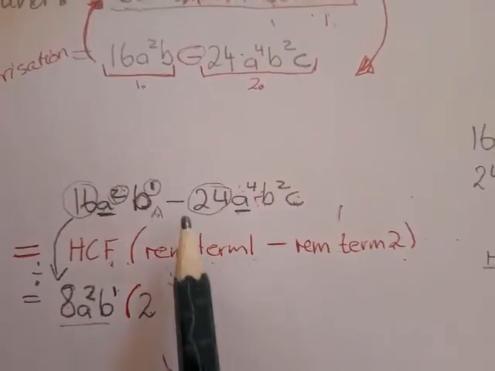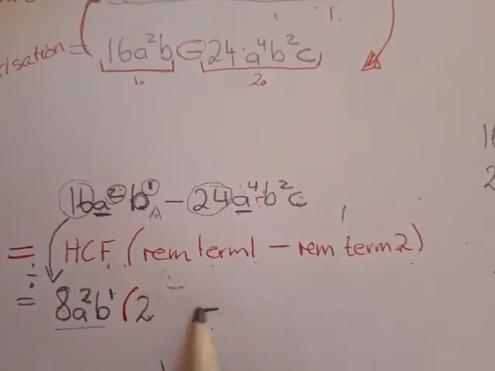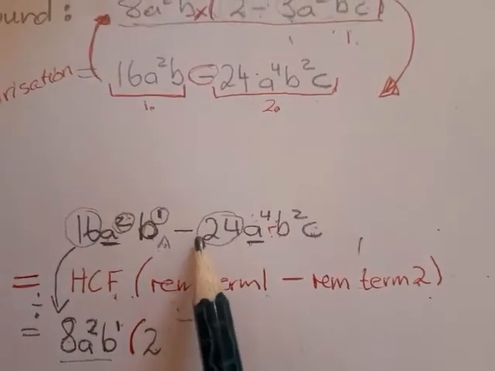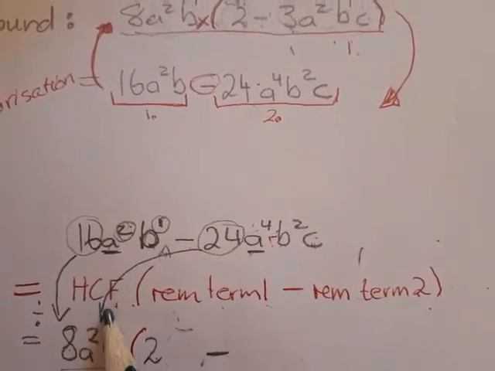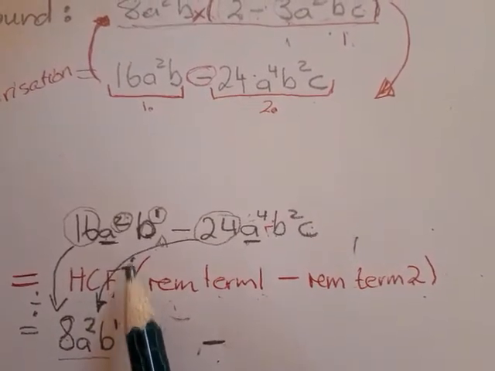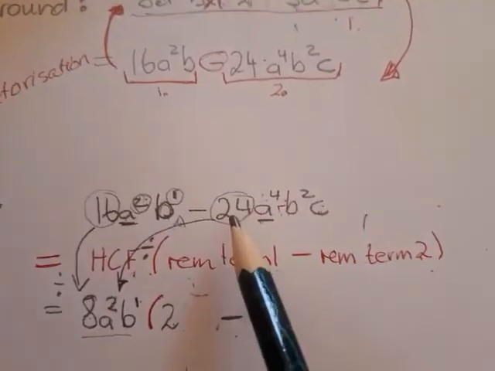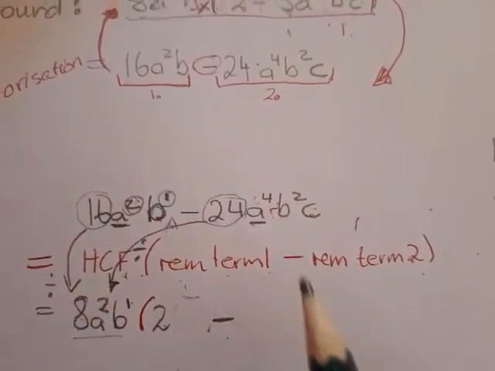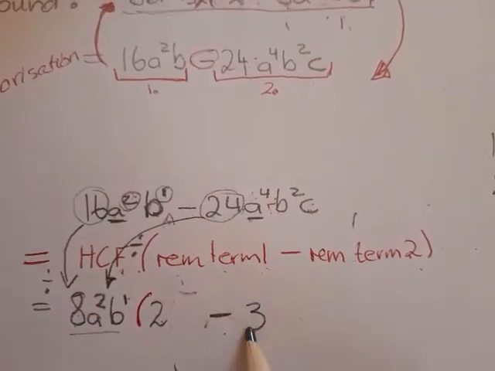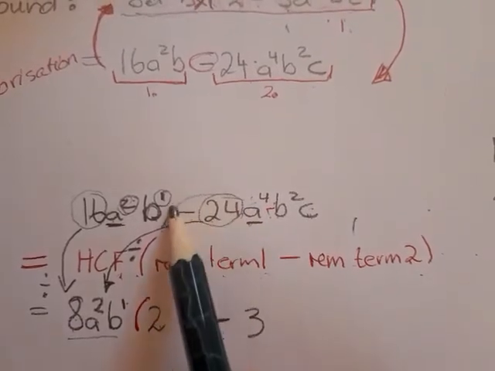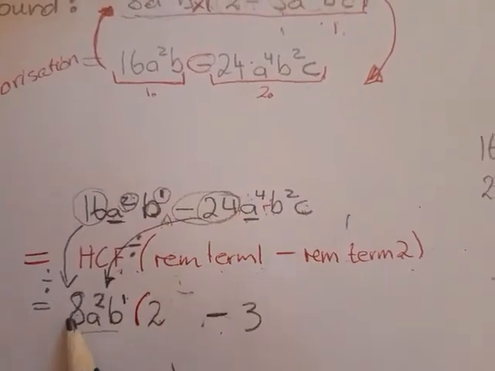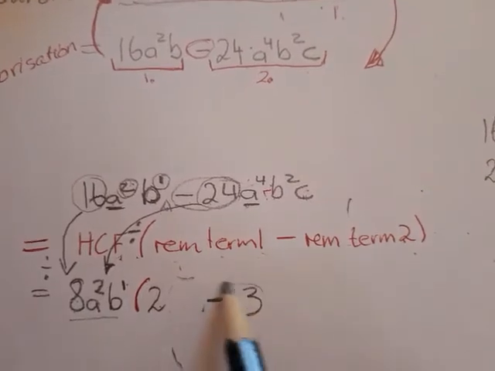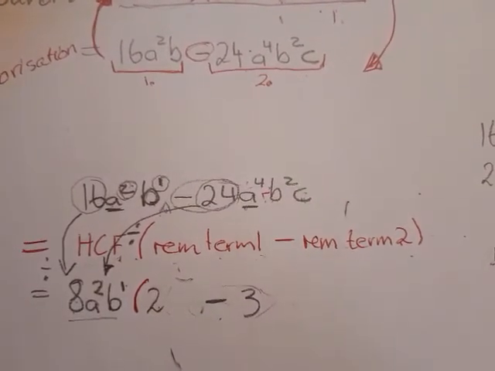Now comes the second one. There is a negative there, so minus. Now you divide the second term by the highest common factor. Okay, and do it step by step again. It's 24 divided by 8, which is 3, right? Or you could have said negative 24 divided by 8 is negative 3, so it makes no difference.